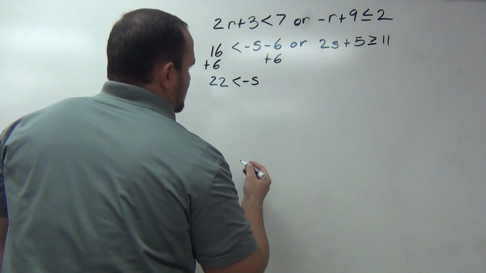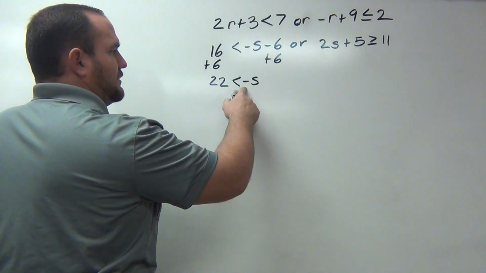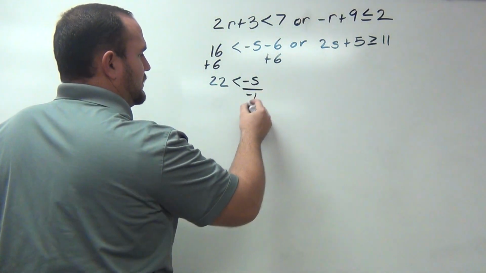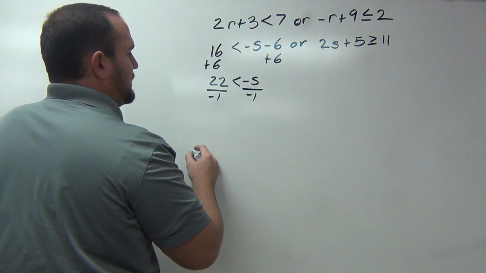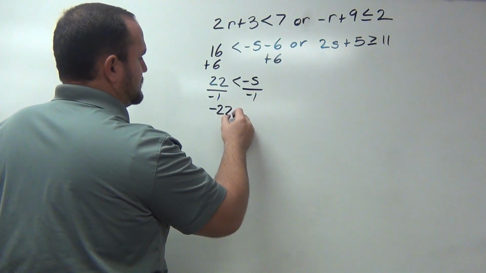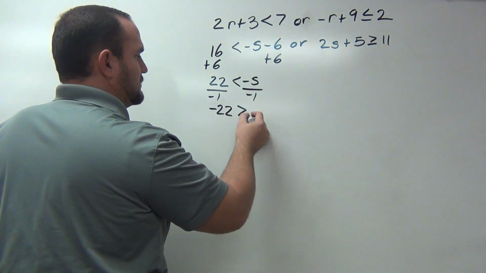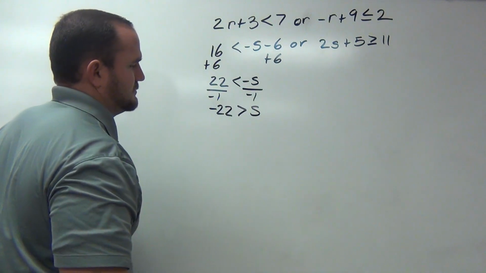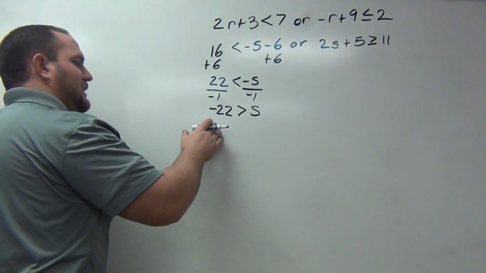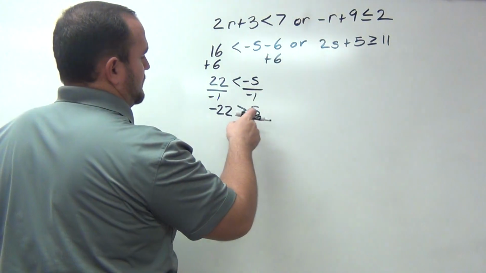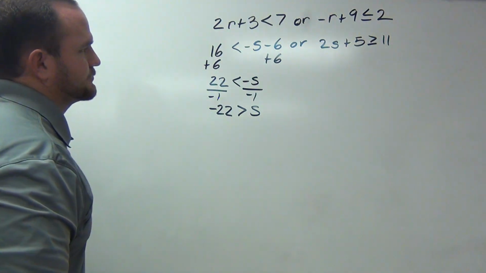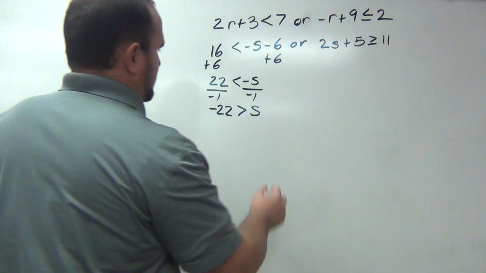So remember that there's a property here. We have one thing left to do. We have to divide by -1. And that means we're going to have -22, flip the sign, and there's an S. So now it's -22 is greater than S. So there's one answer.